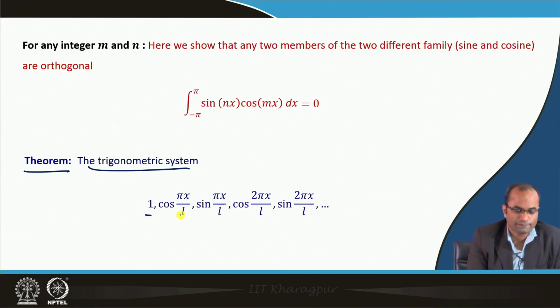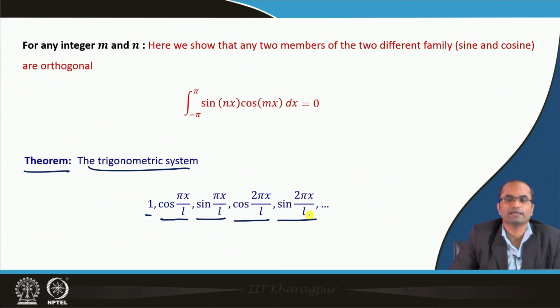So, we have taken 1 and cos pi x over l, sin pi x over l, cos 2 pi x over l, sin 2 pi x over l, and then we will continue with cos 3 pi x over l, sin 3 pi x over l, etc. Here in this trigonometric system, the period is 2l now instead of 2 pi.